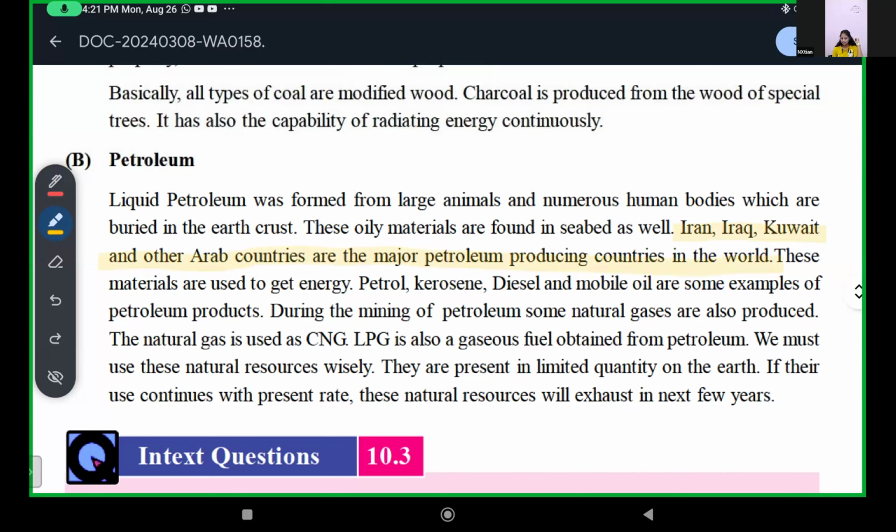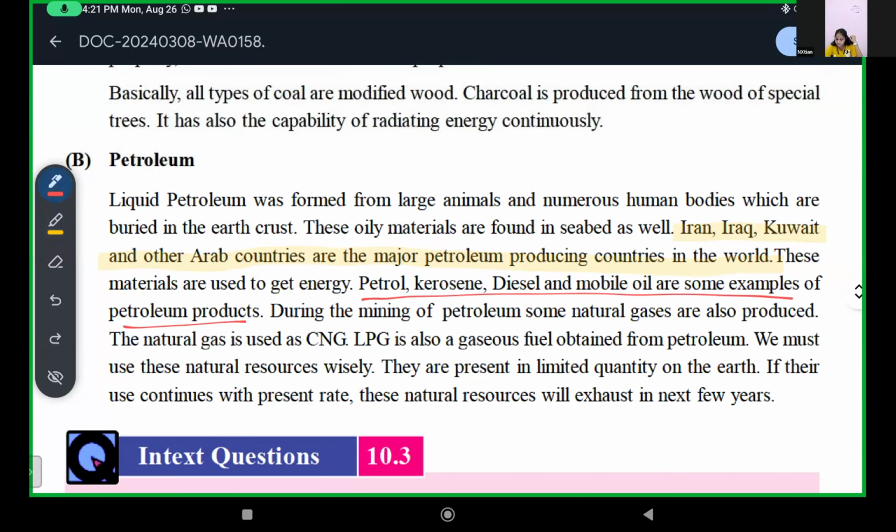Petrol, kerosene, diesel, and mobile oil are some examples of petroleum products. Out of the petroleum, what is produced? Petrol, kerosene, diesel, and mobile oil, which are the products made out of petroleum.